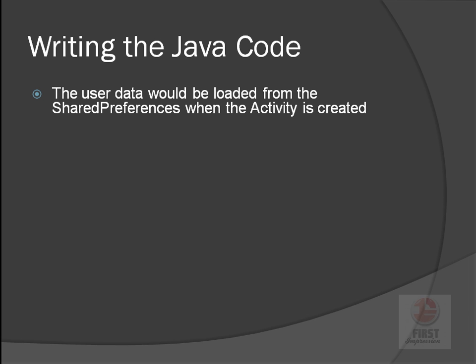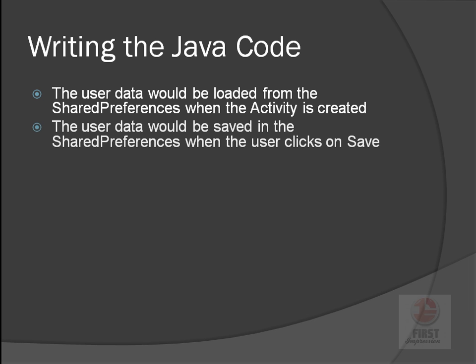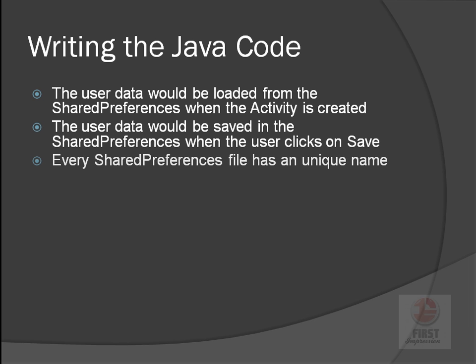So the user data would be loaded from the shared preferences when the activity is created. Whenever you'll be creating the activity, at that time you'll be loading that data from shared preferences. The user data would be saved in the shared preferences when the user clicks on save. As soon as the user clicks on the save button, the data should be saved inside the shared preferences.